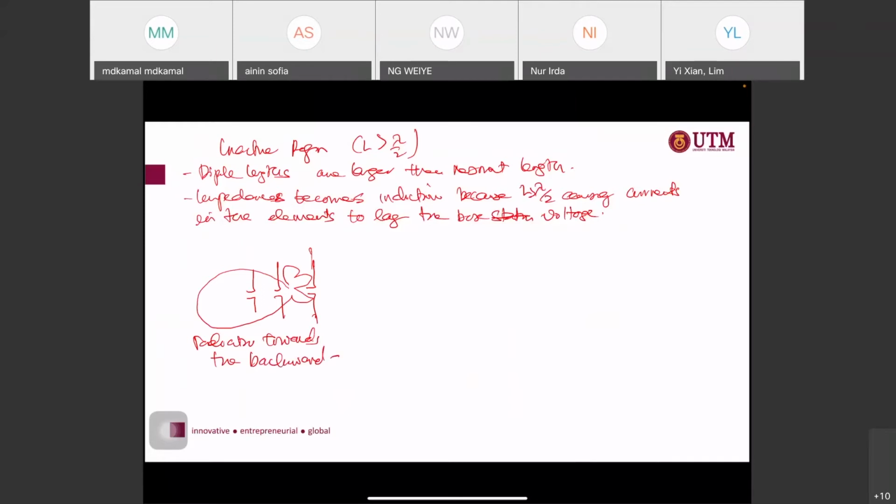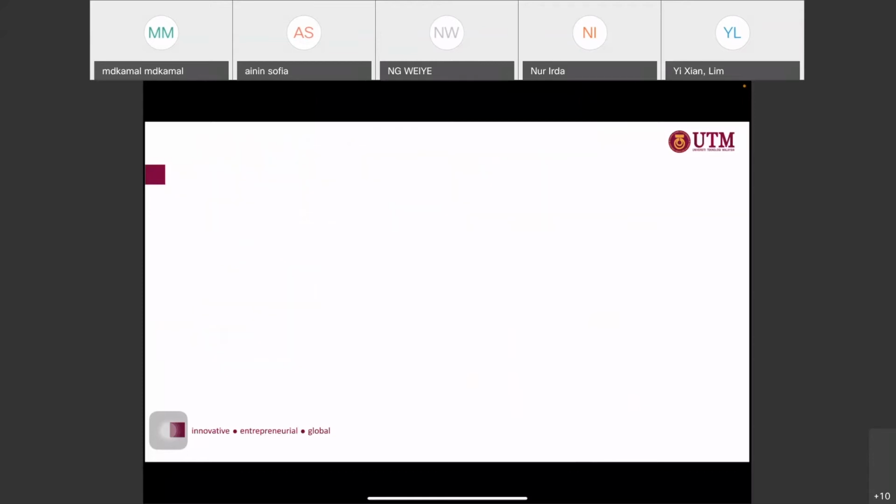Okay, right. So these are the three regions that exist in the log periodic types of antenna. Now I would like to show you the design parameters for the log periodic dipole antenna. From the notes, I have already shown you.